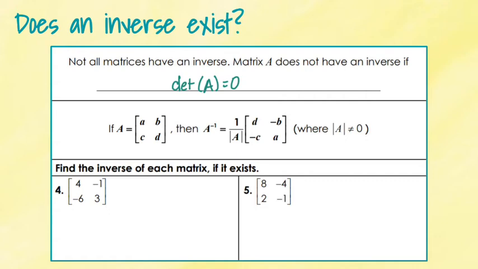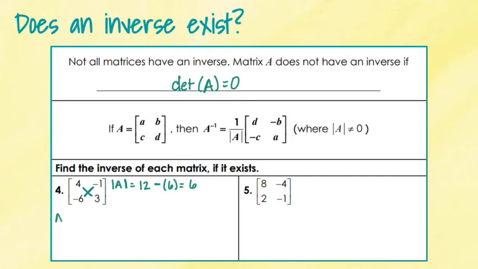First, we have to find the determinant. So the determinant of A is equal to A times D, so 12, minus C times B, so that's positive 6. 12 minus 6 is just 6. That's not 0, so we can find an inverse.